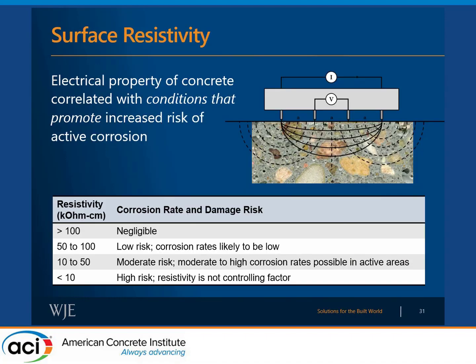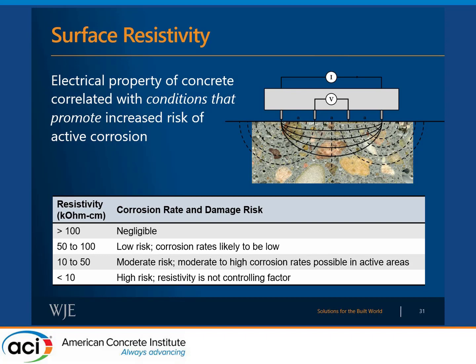Another method that we'll often use is surface resistivity. So surface resistivity is a method that we can get an electrical property of the concrete that's correlated with conditions that promote an increased risk of active corrosion. Surface resistivity does not tell you that you have active corrosion or not. It just tells you that you have conditions that if your steel is actively corroding, it could be corroding at a higher rate.